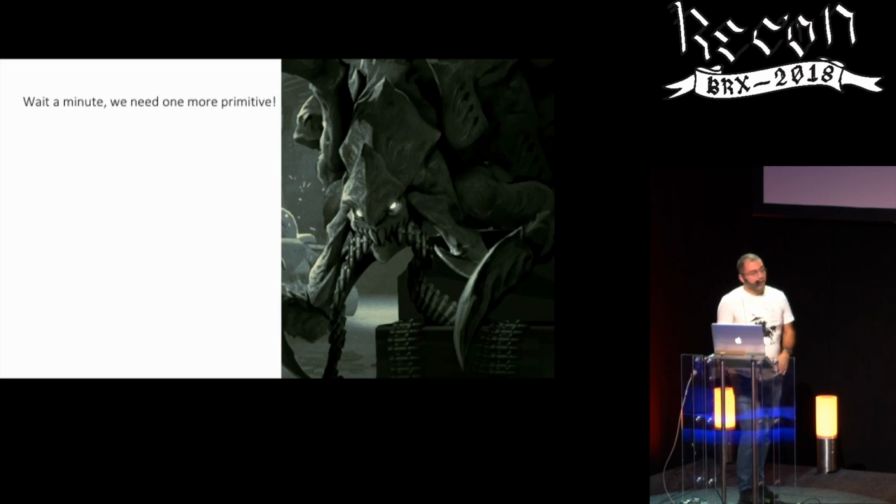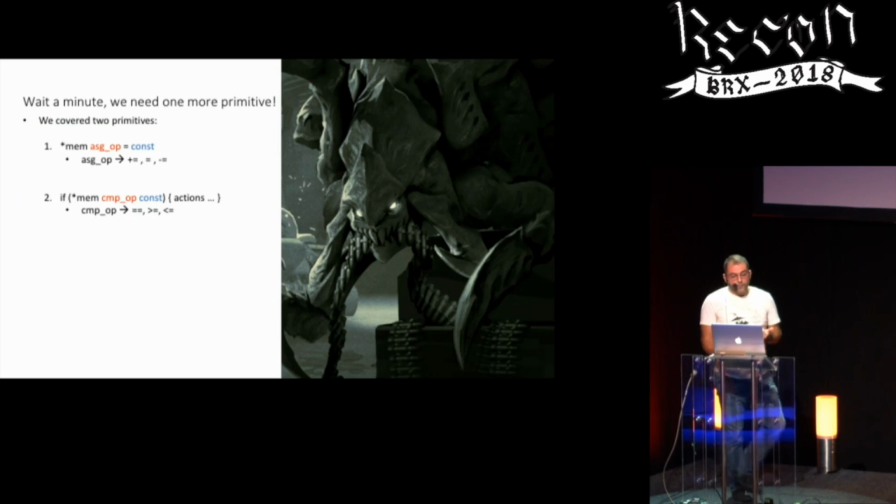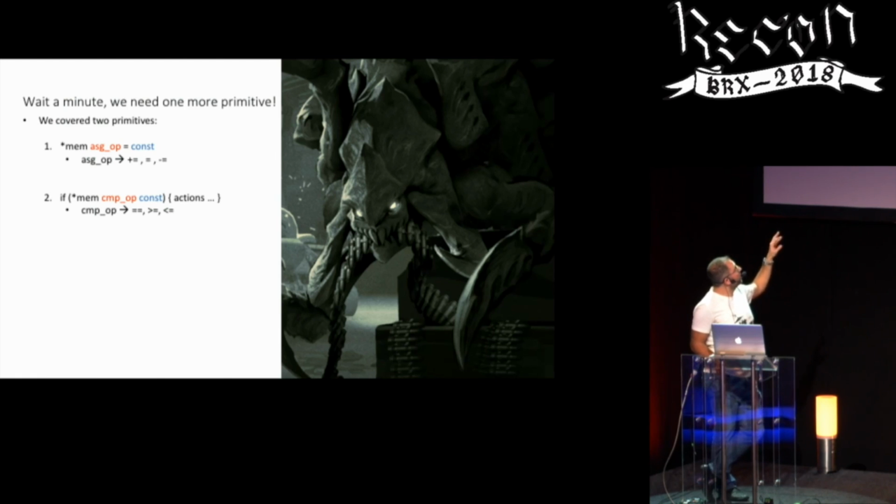Now let's talk real quick about the primitive that was missing. Basically, the memory assigned, like dereference a memory and assign to it. This is what we had. We had write to a memory, a constant. The assignment operator is plus equal, equal, minus equal. And we have the read primitive, which is if comparison operator constant, then do an action. This is what we have.